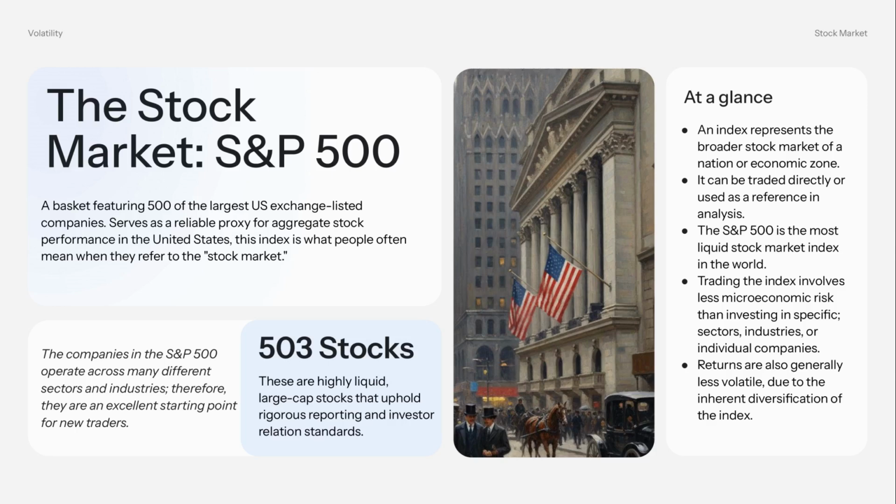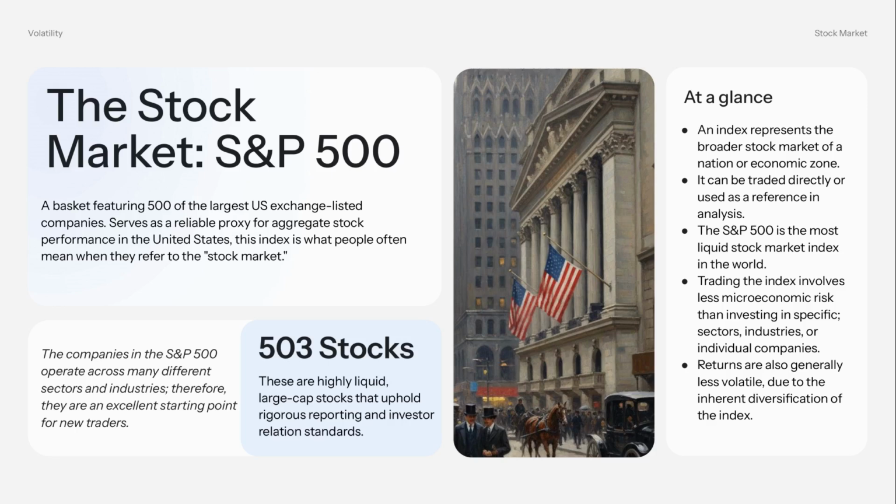There's currently 503 constituents in the S&P 500. These are highly liquid, large-cap stocks that uphold rigorous reporting and investor relations standards. A stock index represents the broader stock market of a nation or economic zone. Index futures and exchange-traded funds can be bought and sold directly or used as a reference in analysis. The S&P 500 is the most liquid stock market index in the world.